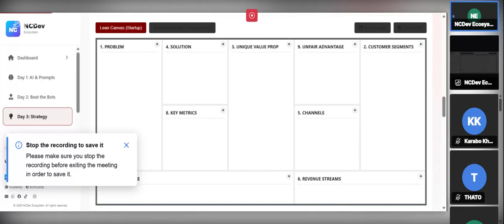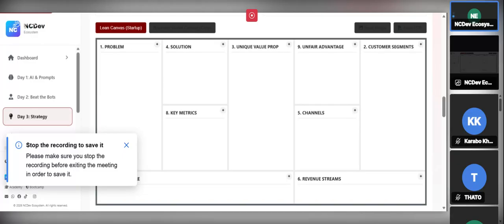If you are a business owner or wanting to start a business, I'm sure you've heard of this thing called a business plan. And you have to have a business plan when you want to start a business. In order for you to draw up that business plan, it's a bit of work. It's a long document.